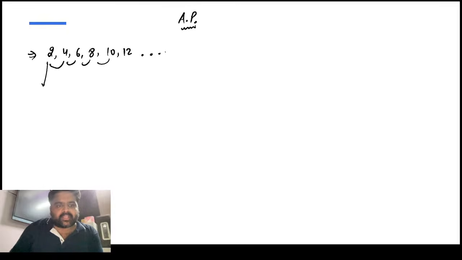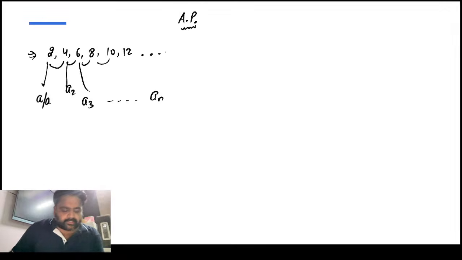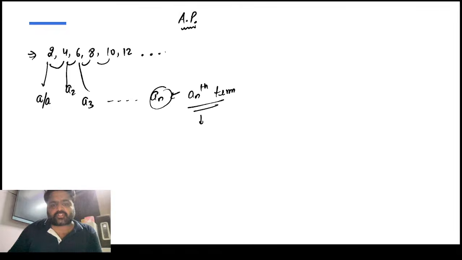The first term is called A1 or A, the second term is called A2, the third term is called A3, like that, and the last term is called AN or the nth term, right? We may call it the last term. Is that clear?